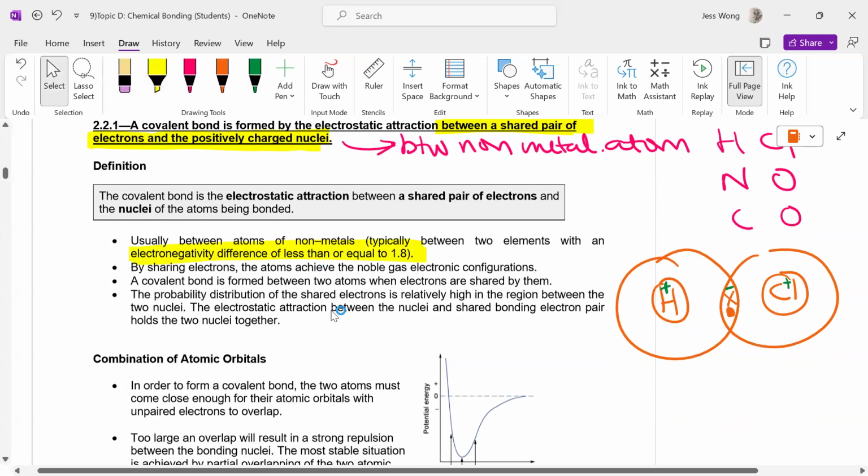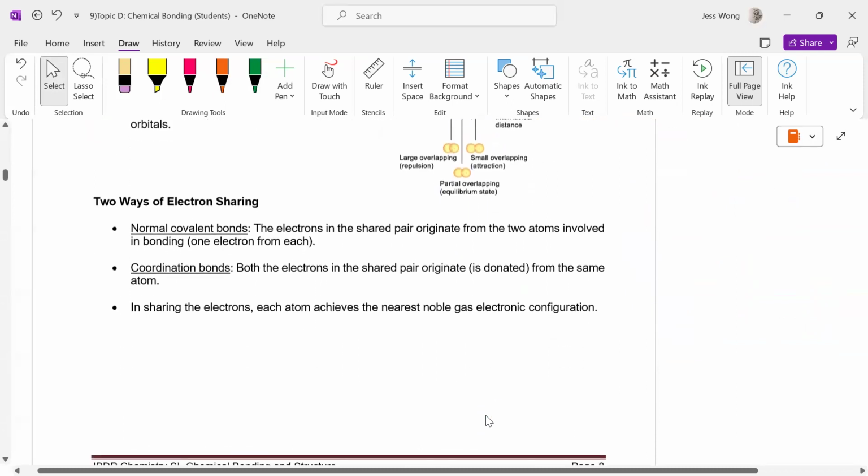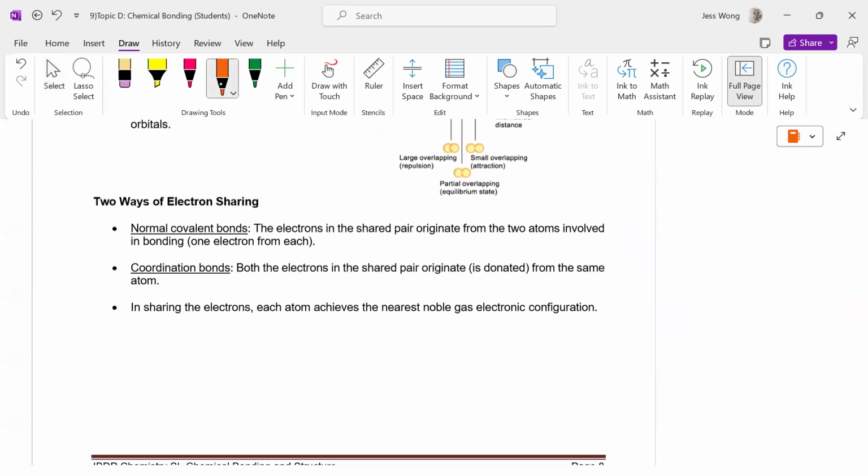Now, why do they form bonds? When they form bonds, they try to achieve the stable noble gas configuration, or an octet configuration. Okay, so there are two ways that they can form covalent bonds. The first way is the usual normal covalent bond, where each atom contributes one electron for sharing. So for example, in HCl, H will contribute one electron and Cl will contribute one electron for sharing. And in this way, they form a normal covalent bond.